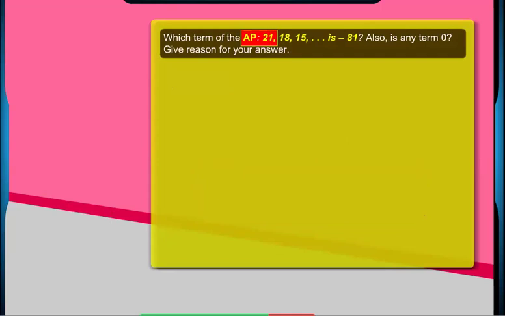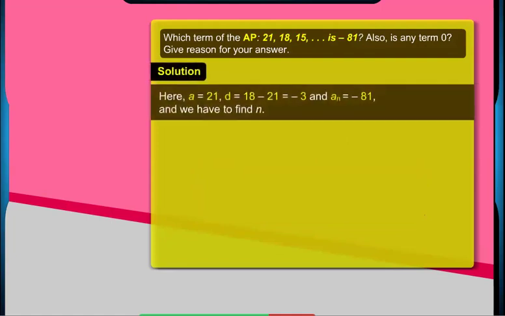Which term of the AP 21, 18, 15, ... is -81? Also, is any term 0? Give reasons for your answer. Solution. Here, a = 21, d = 18 - 21 = -3, and an = -81, and we have to find n.